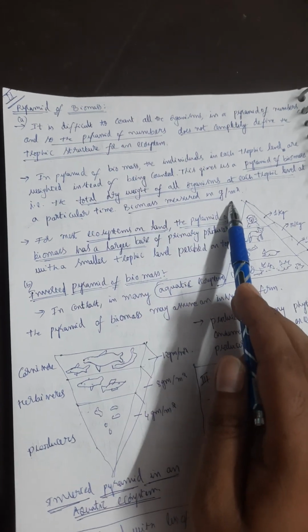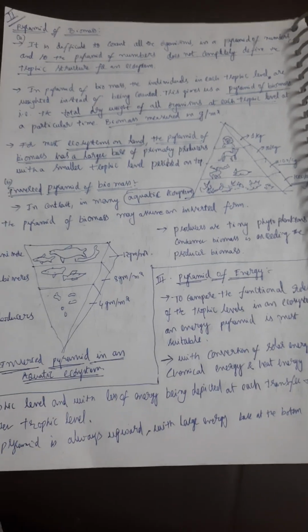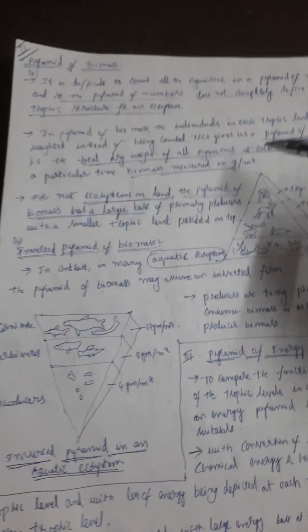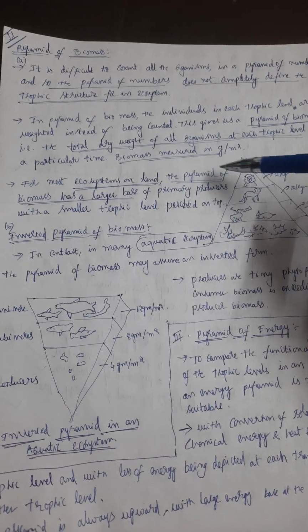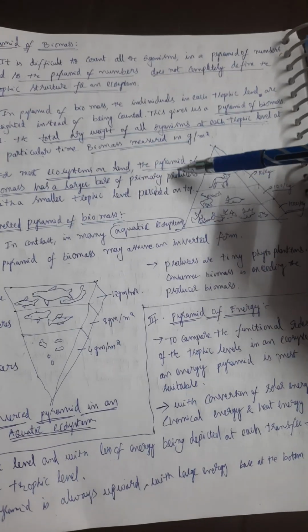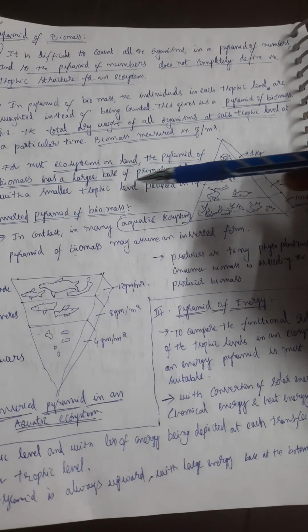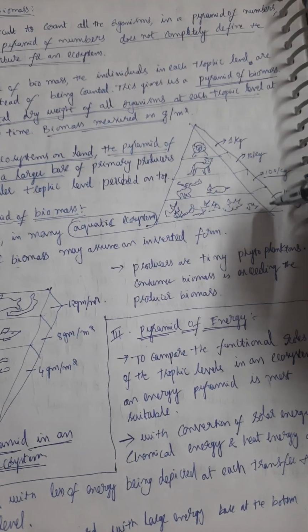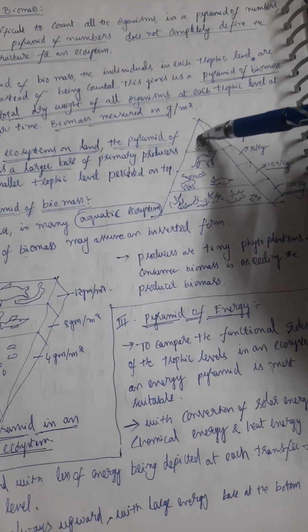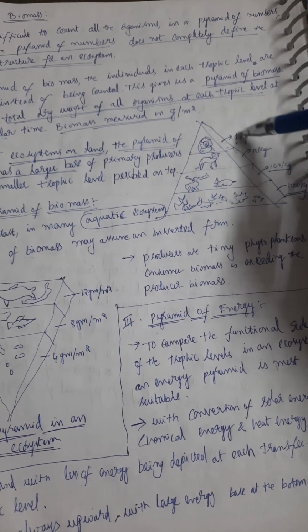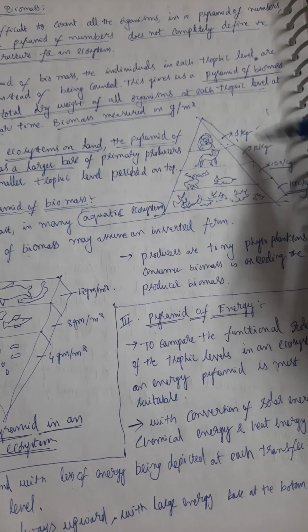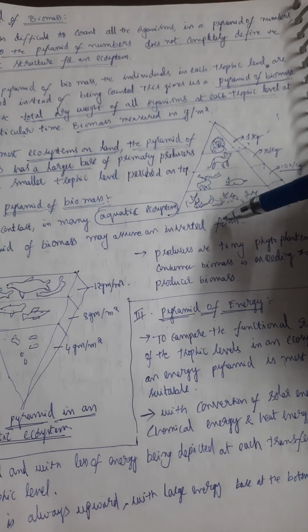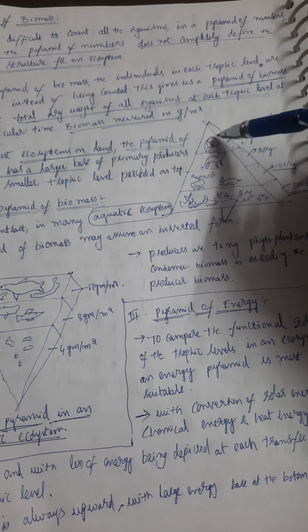Biomass is measured in grams per meter square. So they are taking the dry weight of all the organisms instead of the numbers of organisms. For most ecosystems on land, the pyramid of biomass has a larger base of primary producers with smaller trophic levels on top. It is the same actually. See, the number of plants is more, so automatically the weight will also be more. The number of lions is less, so automatically the dry weight of lions will be less. So this is also a pyramidal shape with plants at the bottom and top carnivores at the top.